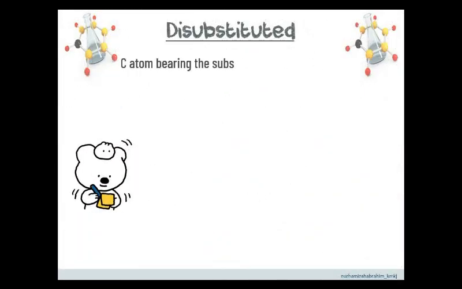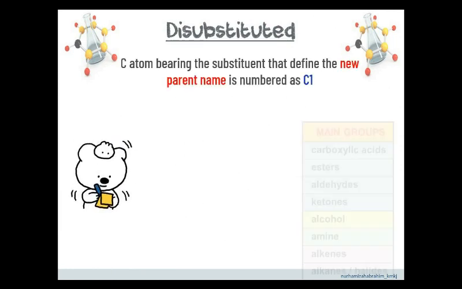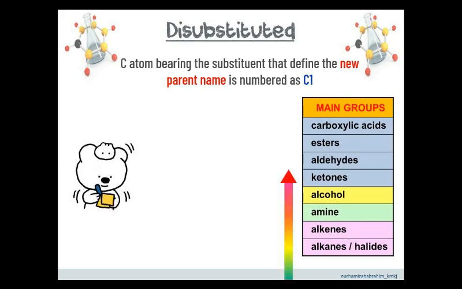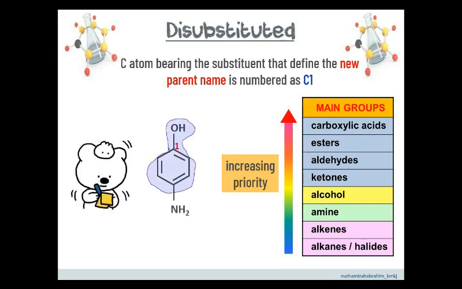The carbon atom bearing the substituent that defines the new parent name is numbered as carbon 1, based on priority. The highest is carboxylic acid, followed by esters, aldehydes, and ketones. For this structure, the hydroxyl group will be numbered as carbon 1, which gives the new parent name, phenol, while the amine substituent becomes carbon 4, 4-amino. Thus, the name is 4-aminophenol, or p-aminophenol.